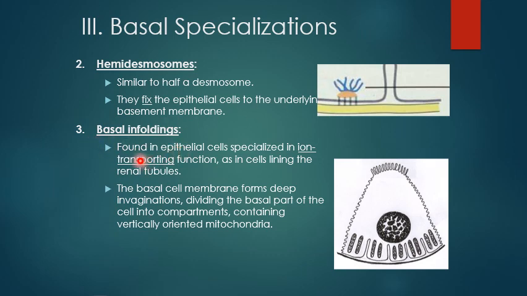Basal infolding is found in the epithelium, a specialization in ion transporting cells such as those present in the renal tubules. What I can see here is basal infolding of the cell membrane. In between them there are longitudinally arranged mitochondria. The basal membrane is formed of deep invaginations, dividing the basal part into compartments containing vertically oriented mitochondria, the function of which is ion transport. So it's present in renal tubules.